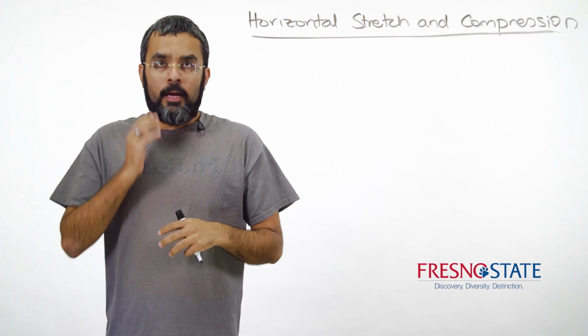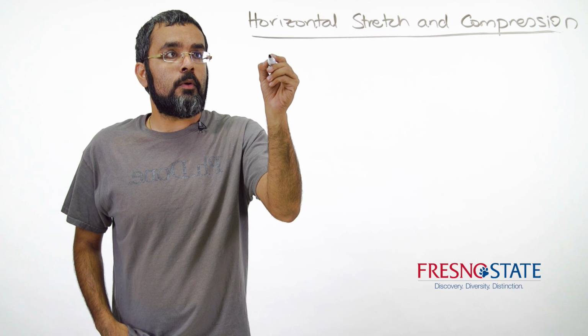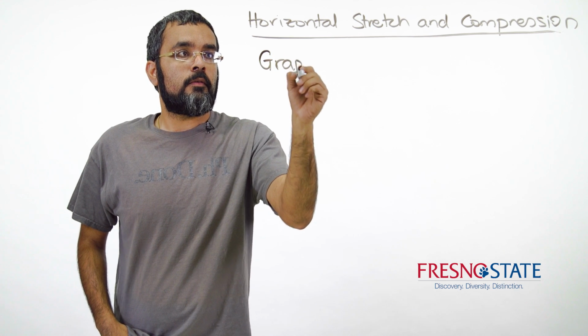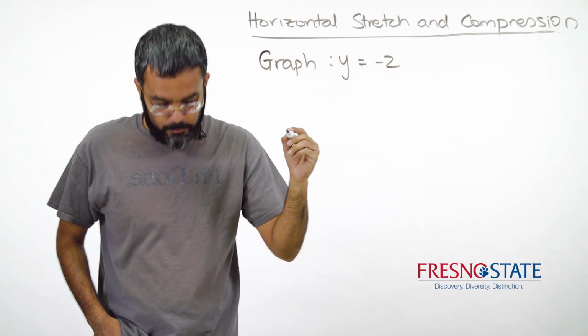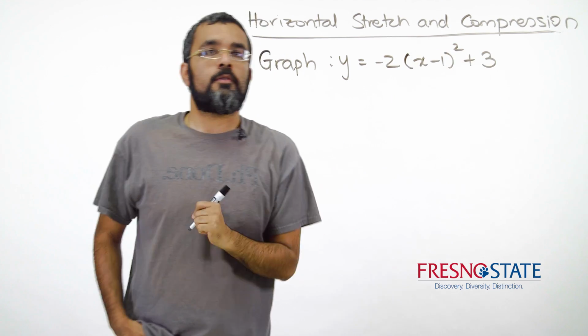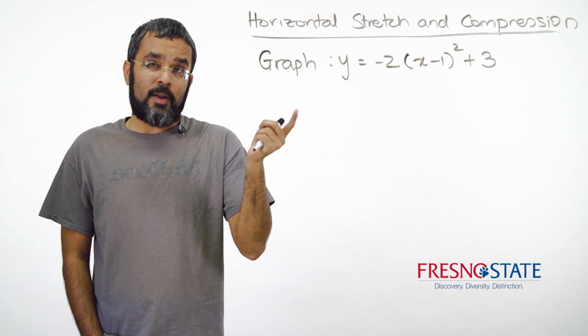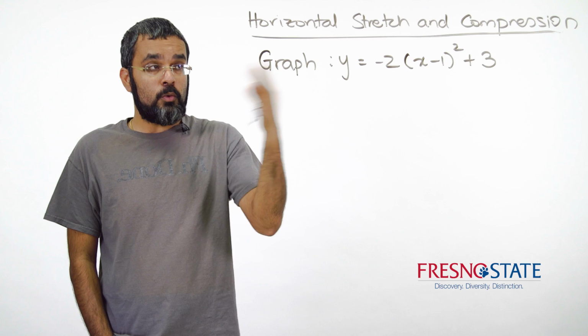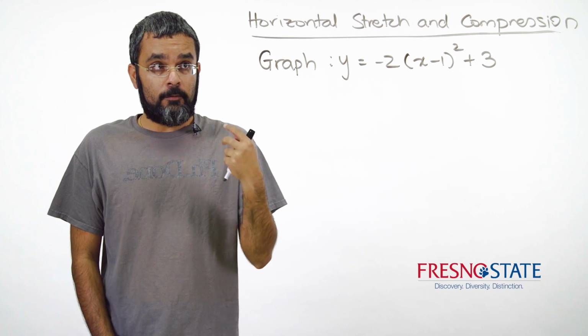So let's take an example of applying these transformations, right? What I want to do now is graph the function y equals -2 quantity x minus 1 squared plus 3. Obviously we want to do this without using a graphing calculator, and without actually making a table. So can we do this without making a table? Well, let's think about all the transformations that we've learned.